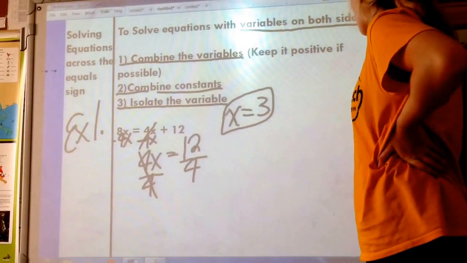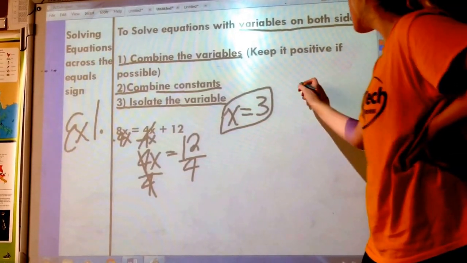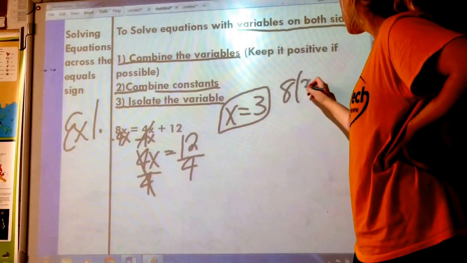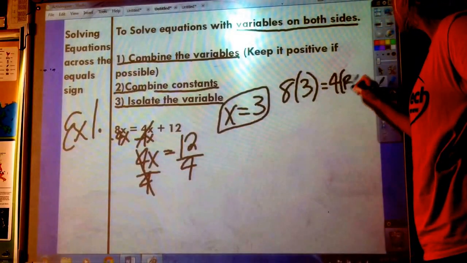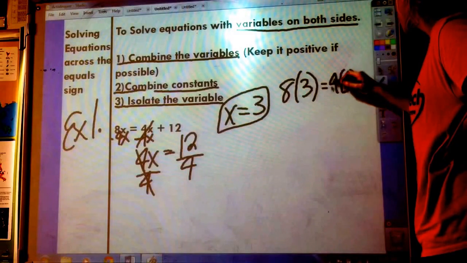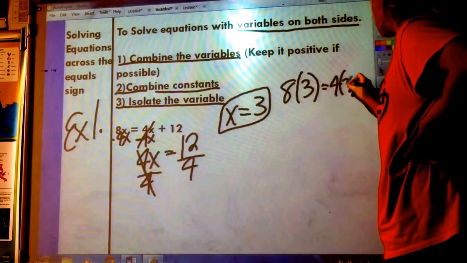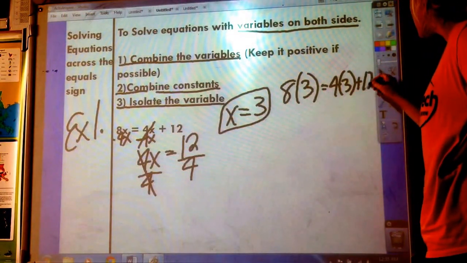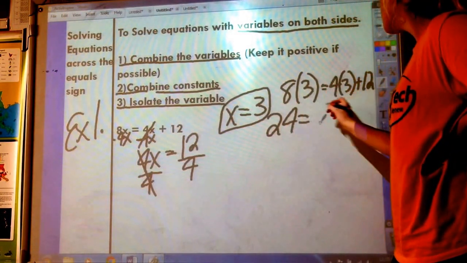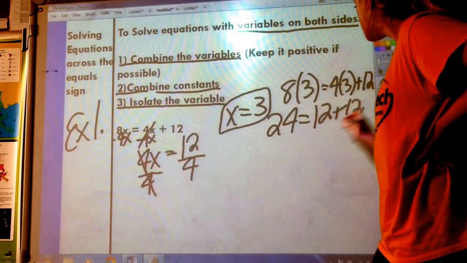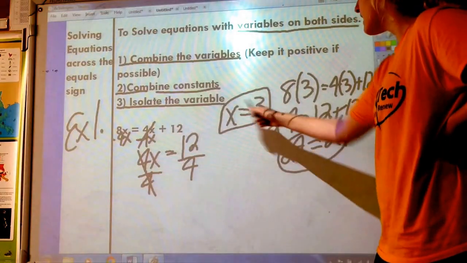We can go ahead and check our work by plugging that back in. So let's plug x equals 3 back into our original equation. So I have 8 times 3 equals 4 times 3 plus 12. 8 times 3 is 24. 4 times 3 is 12 plus 12. So since both sides equal each other, I was correct in saying that x equals 3.